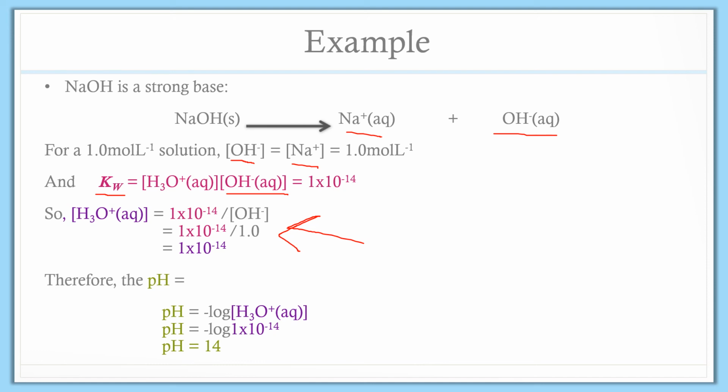We can use that to find out the pH. In this case, by doing the negative log of the concentration, we get the pH is 14, which is quite basic, which is what we'd expect from sodium hydroxide being a strong base. The end.